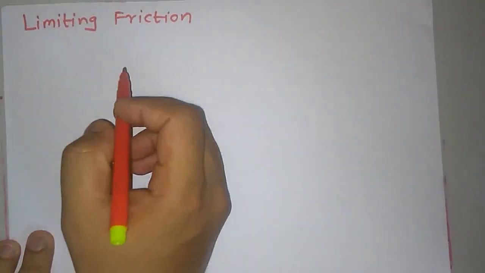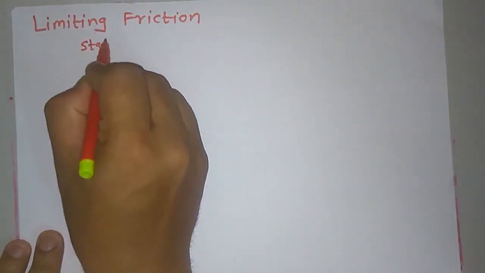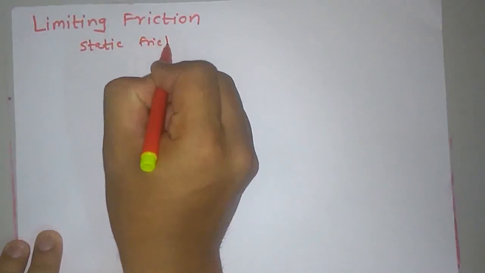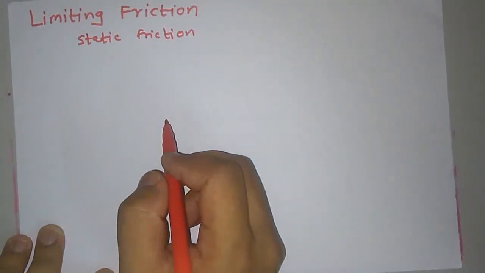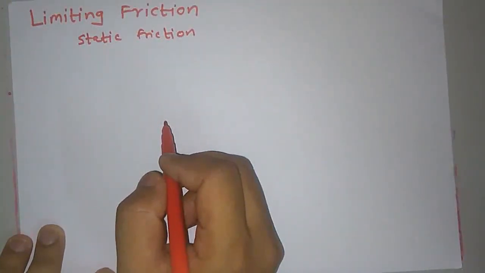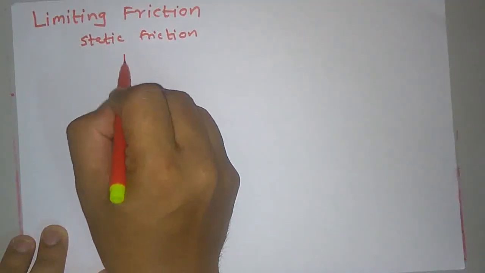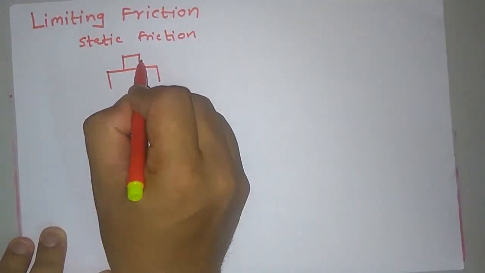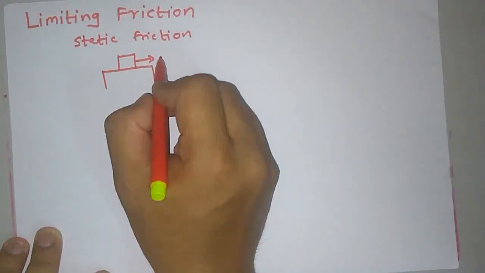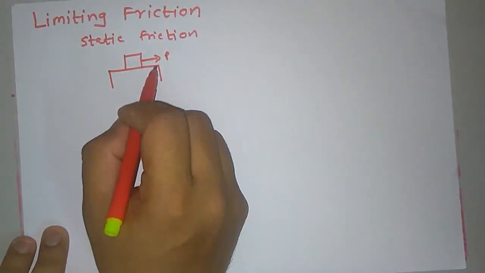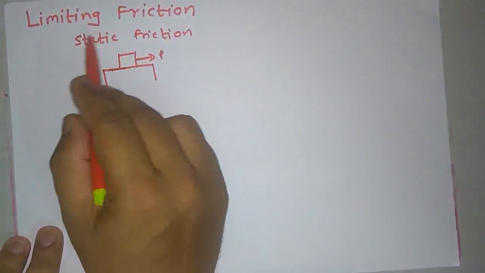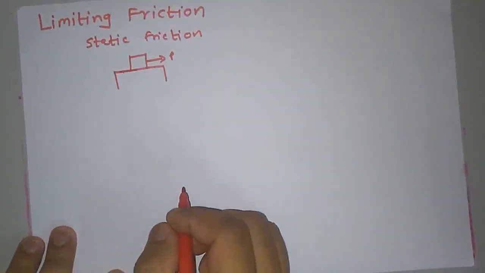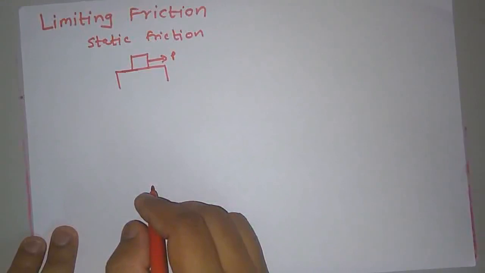Now the next concept is limiting friction. If you remember the concept of static friction, we have just discussed it. What is static friction? It is the friction experienced by a body when it is at rest after applying an external force. In static friction, though we apply the force to this block, it is not moving, and the friction experienced in that condition is known as static friction. Similar to static friction, we will see the concept of limiting friction. So what is limiting friction?